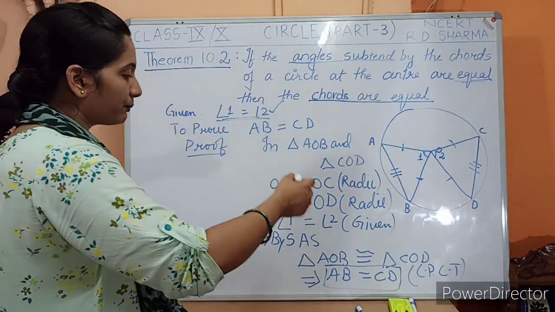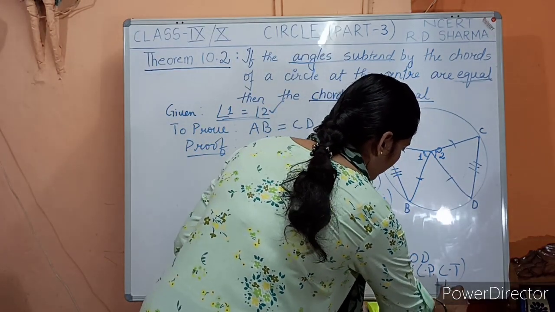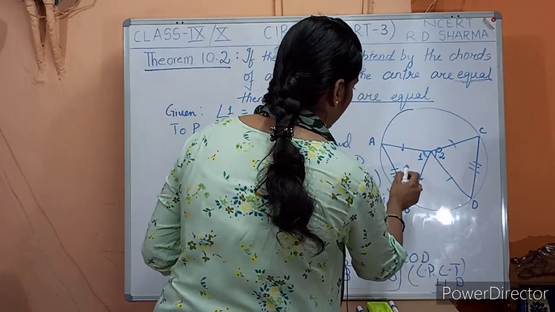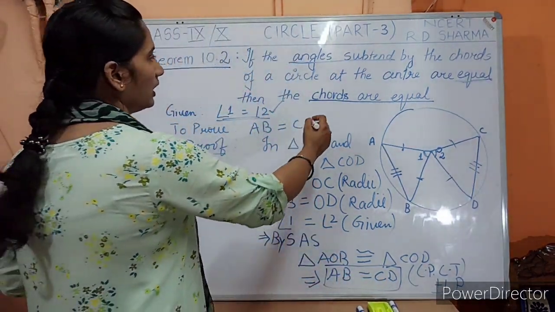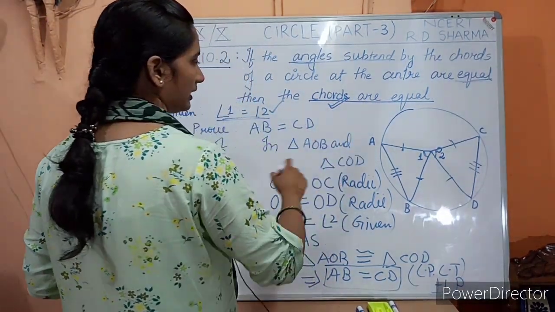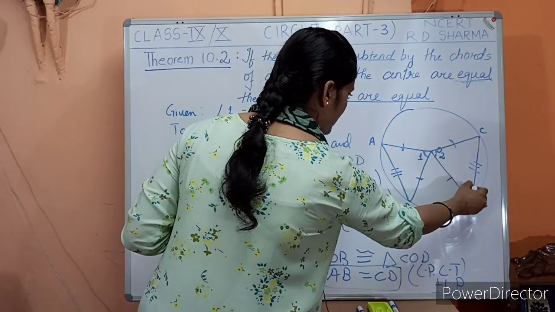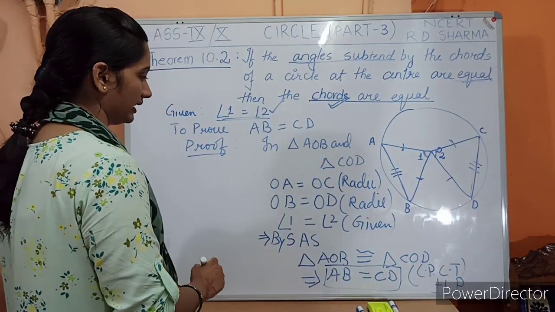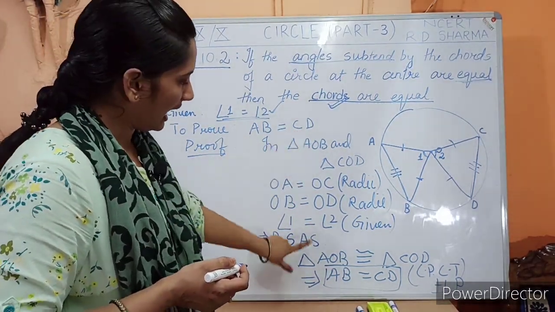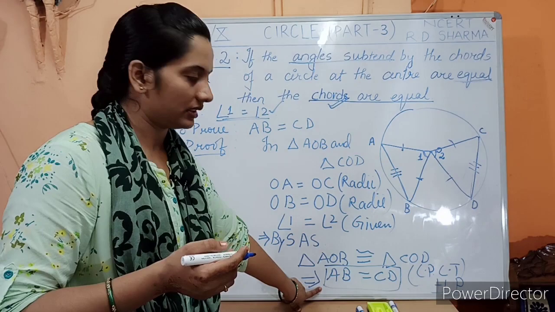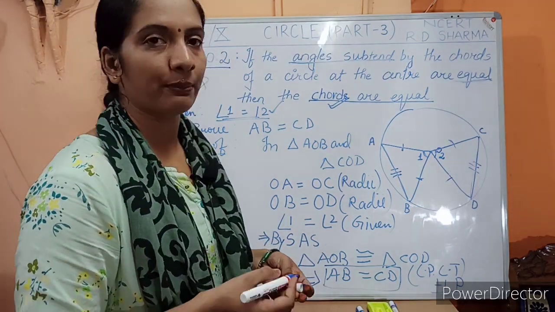Now, we have proved here that both the sides are equal and these sides are what? They are nothing but the chords of the circle. ये chords हैं ना, AB and CD क्या हैं? They are the chords of the circle. So that only thing we need to prove. AB is equal to CD and we have done that. So that completes our proving part.